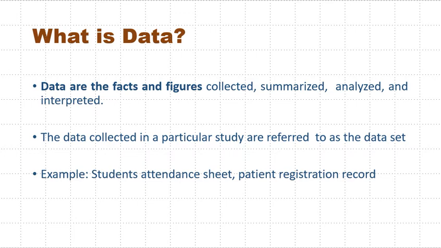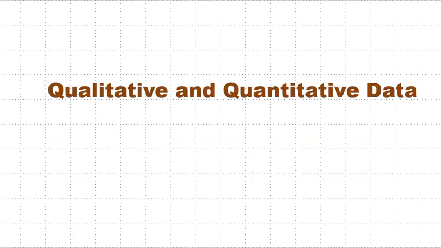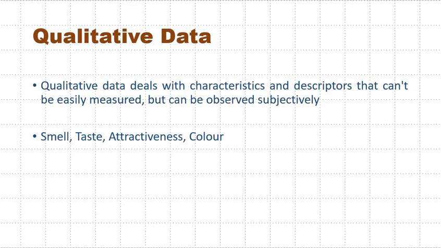Okay, so now we will discuss qualitative and quantitative data. Qualitative data deals with characteristics and descriptors that cannot be easily measured but can be observed subjectively. For example, smell, taste, attractiveness, color. We cannot measure them directly, but we can get some idea of it. In other words, if the characteristic is classified according to a group, class, or category, it is called qualitative data.